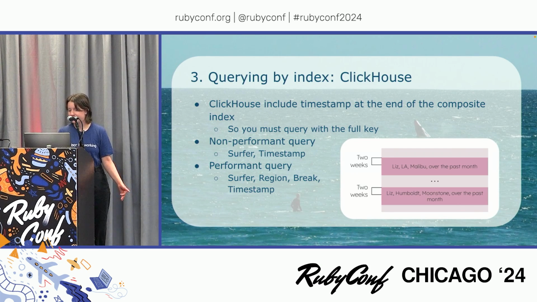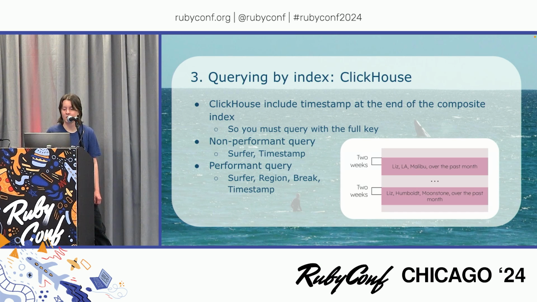ClickHouse is a little bit different. The data in ClickHouse is not arranged across 2 dimensions. Instead, the timestamp is basically the final component of the composite key. Because of this, it doesn't make sense to include just the surfer and timestamp in the query because you're skipping the middle section of the primary key. Consider the example I've shown. We have a contiguous stretch of data for Liz, which is broken into region, which is then broken into break, which contains all of the timestamped records for, say, the last month.